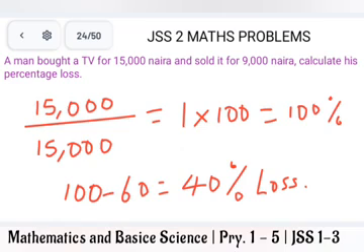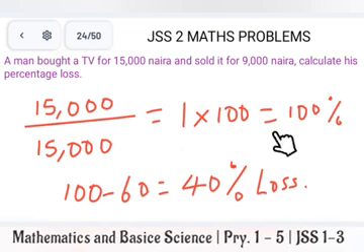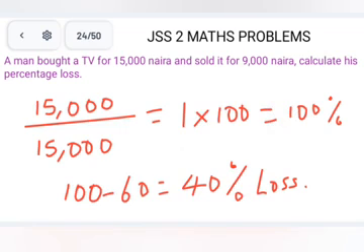So if you are told that if you change the value of this 9,000 naira to 10,000 naira, and then you change the value of this 15,000 naira here to 12,000, the same way I solved it, you can also solve it and you get the correct answer. But remember that your final answer must have percentage sign. So hope that is clear.